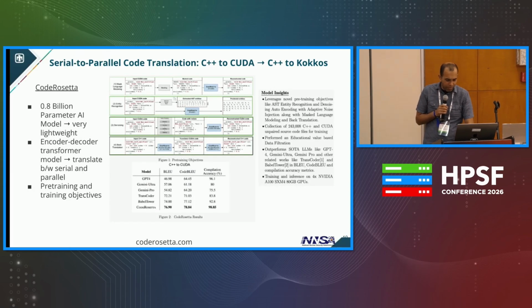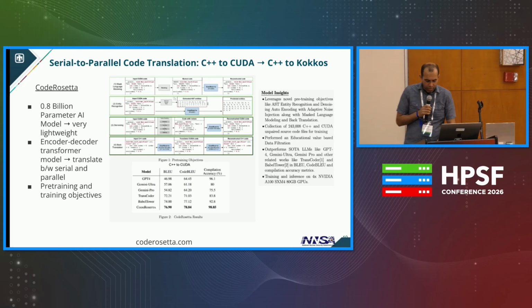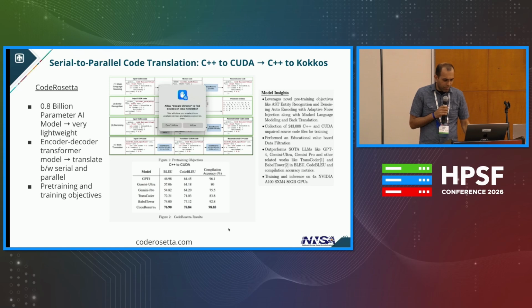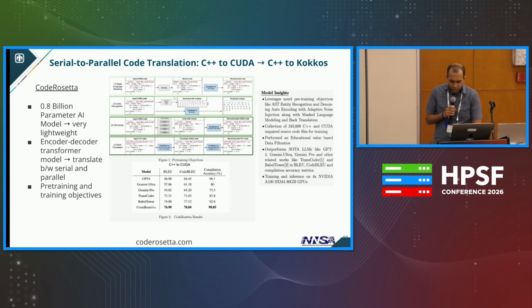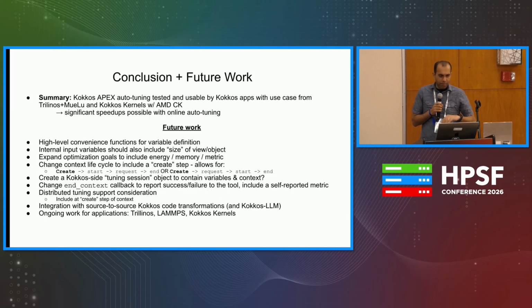I'm going to skip over this. Once we have auto tuning, we can do source-to-source translation and incorporate that into our tuning workflow. There's some work on Code Rosetta for doing that. For the sake of time, that's it.